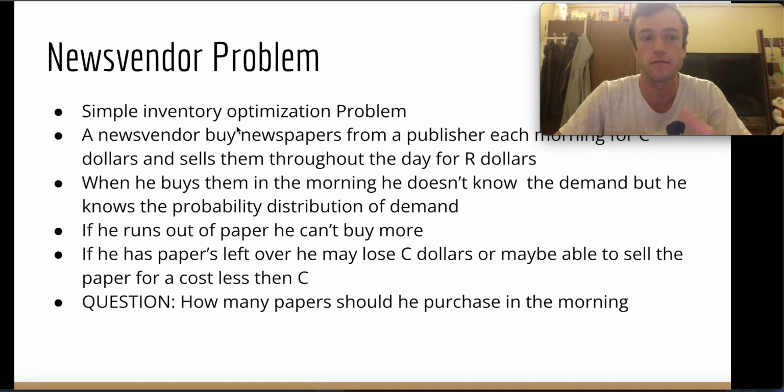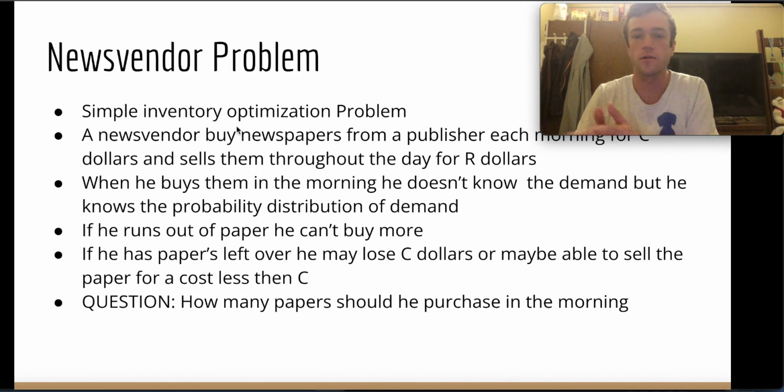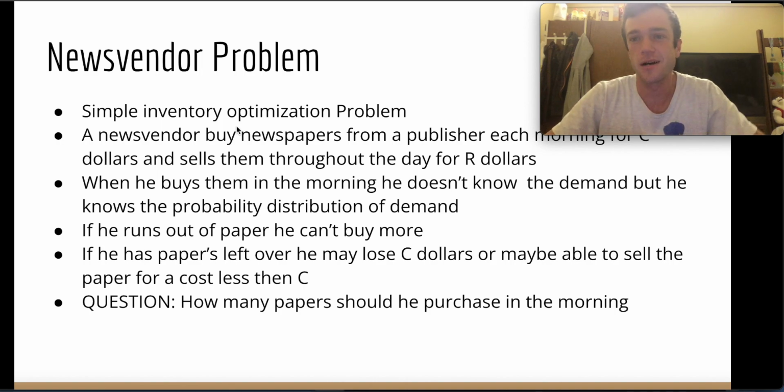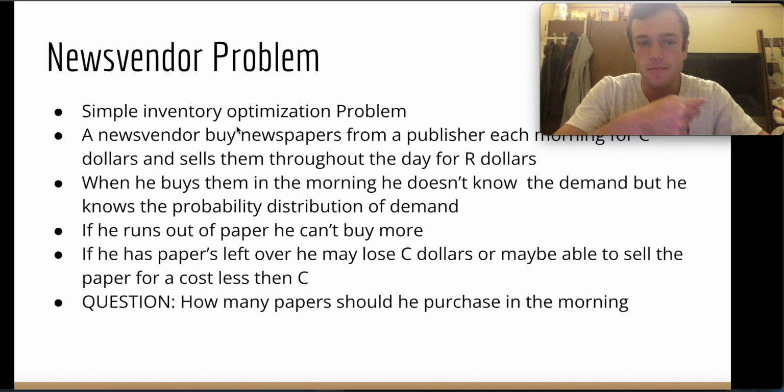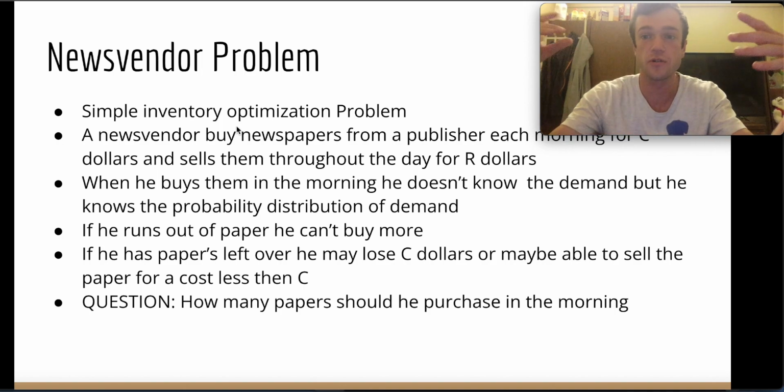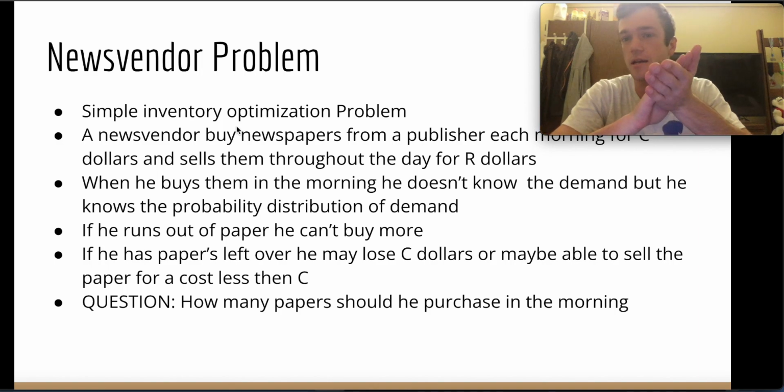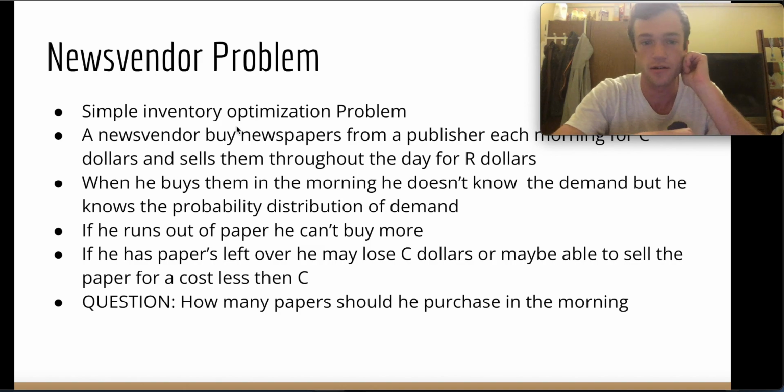the problem in itself. It's a simple inventory optimization problem, where the basics are that the news vendor wants to buy newspapers from a publisher each morning for a cost of $C and sell them throughout the day for a price of $R. When he buys them in the morning, he doesn't know the demand, but he knows the probability distribution of the demand. So let's say he knows that the mean demand is 20 with a standard deviation of 5 on each side.